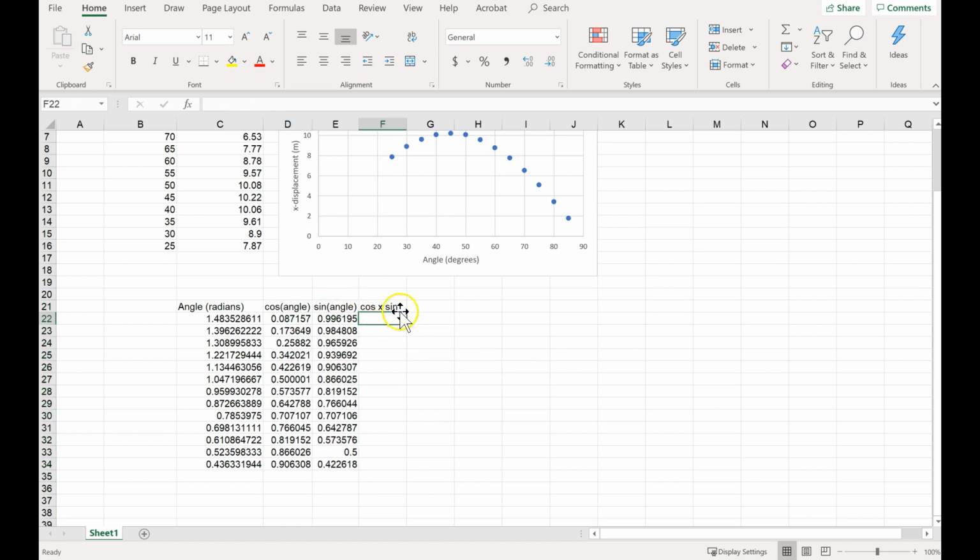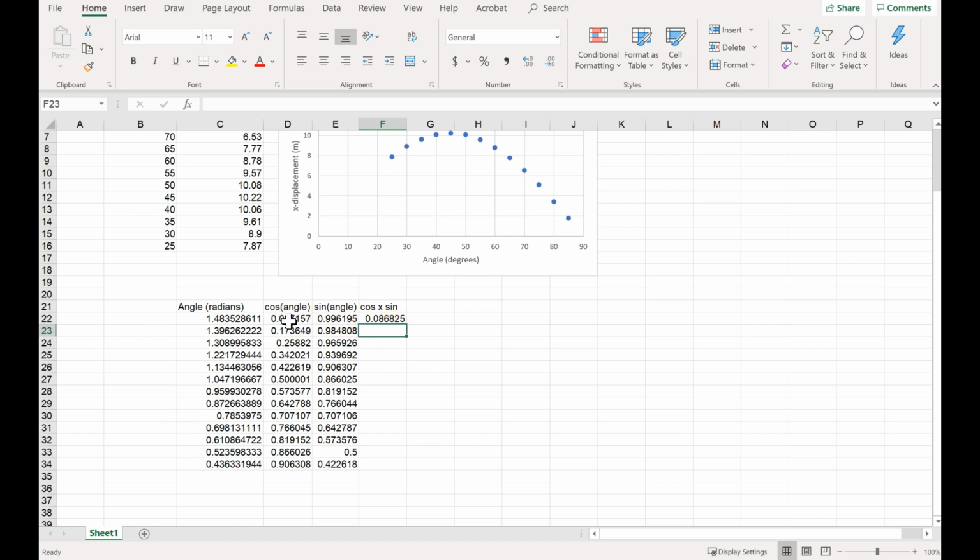Okay, go into the first cell here, click equals. Again, equals is right next to backspace on the keyboard. Move your mouse over so it's hovering above the first cosine value, the 0.08. Click with your left clicker on that value. Back on your keyboard now, hit the star, Shift 8. Then with your mouse, hover over the first sine value and left click. And then back to your keyboard, click on Enter.